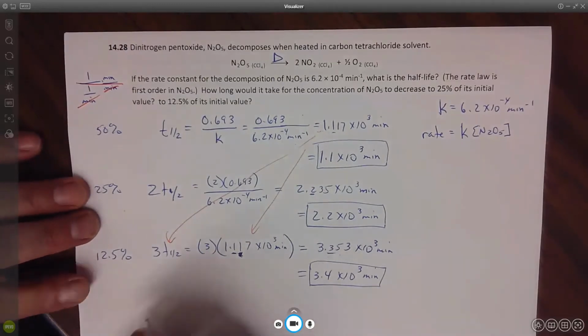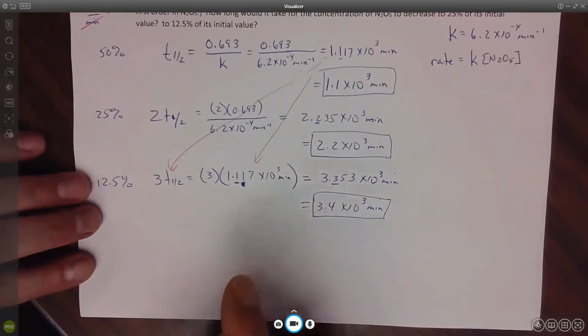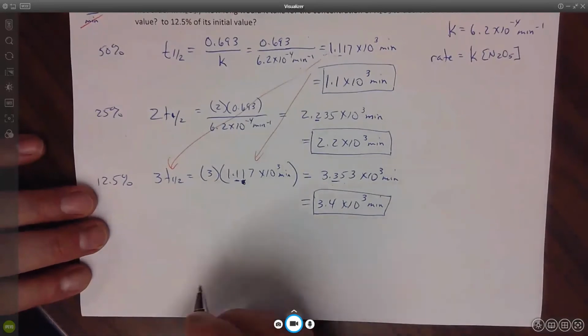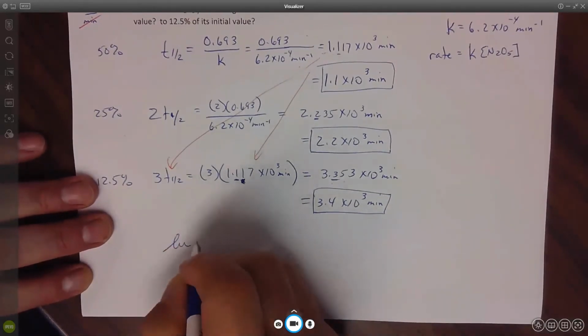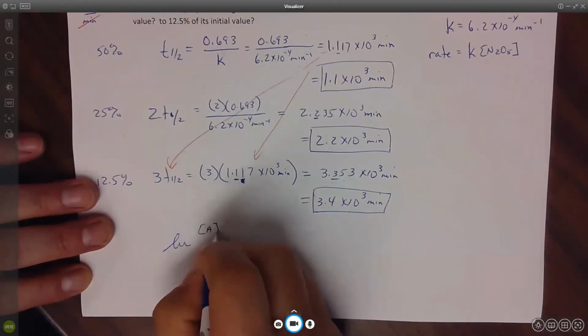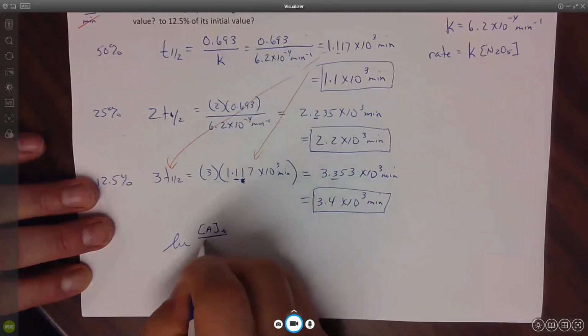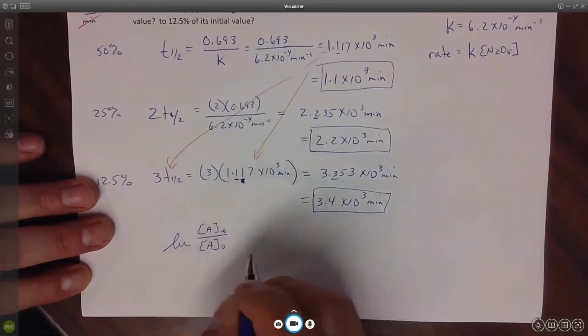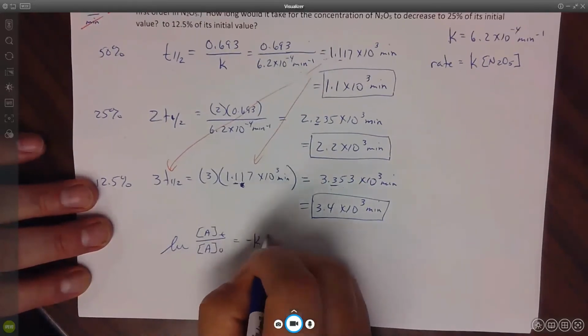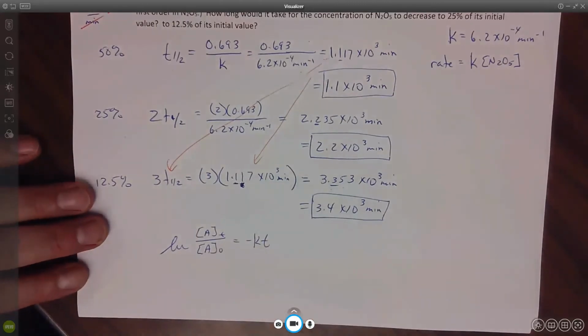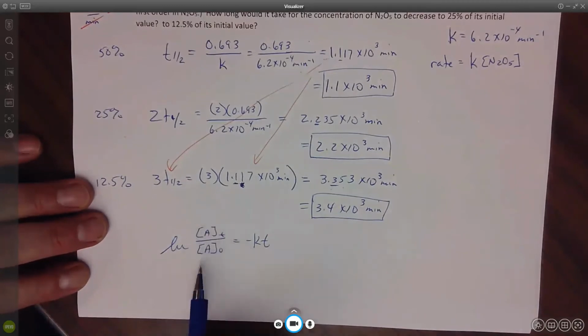But we know that the first order time concentration equation is the ln of the concentration at some time t over the initial concentration, which is equal to negative kt. Remember, this ratio represents what? How much has reacted, or how much is left?